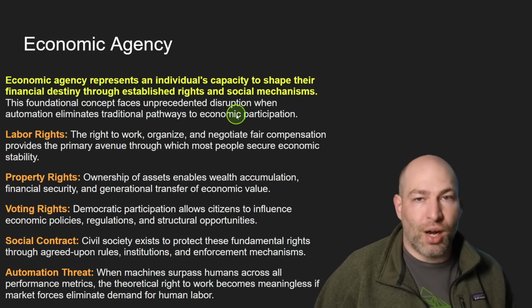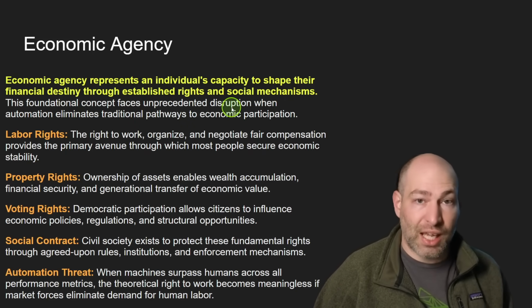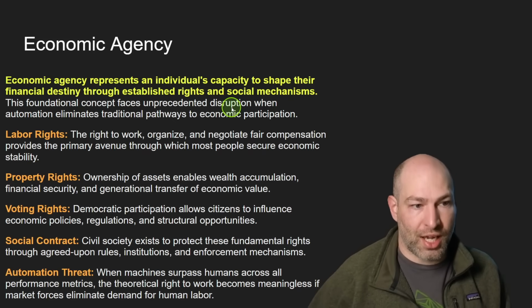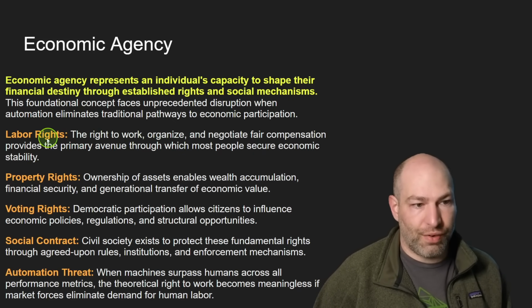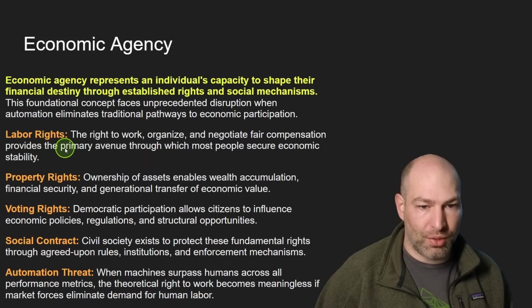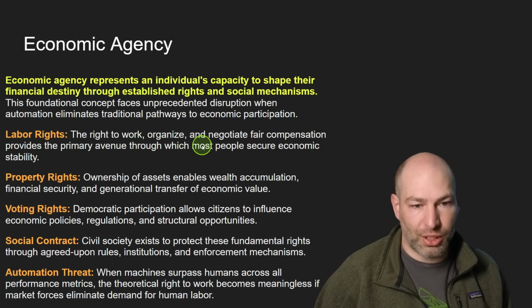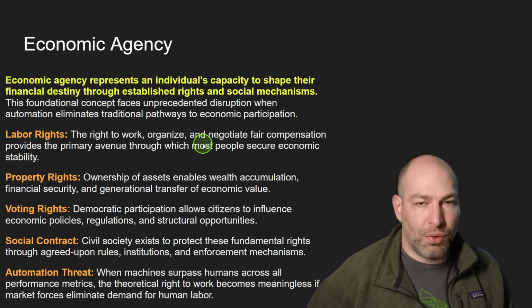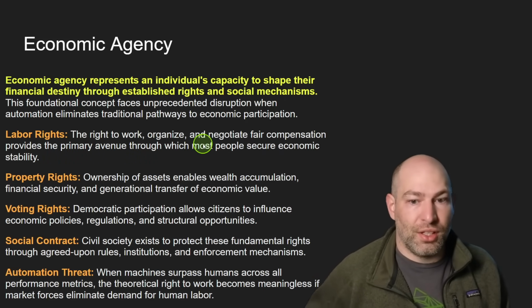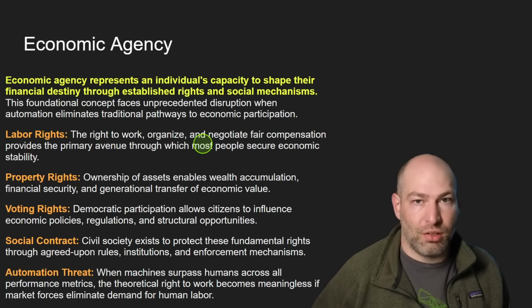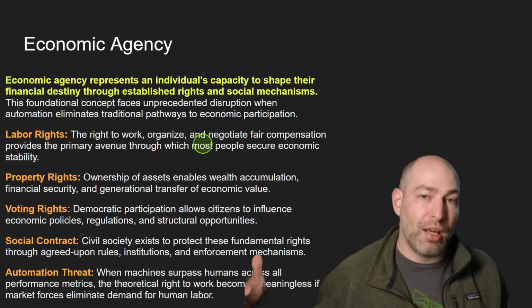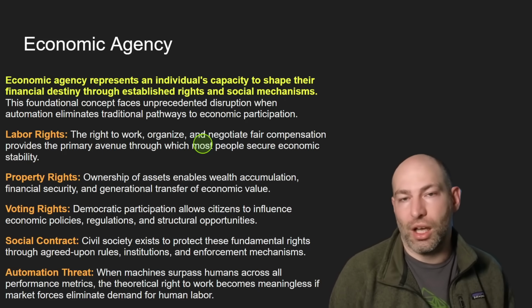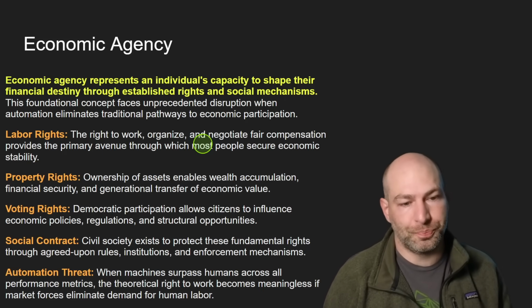There are three primary categories of economic agency in modern civil societies. Number one is labor rights. The right to work, organize, and negotiate fair compensation provides the primary avenue through which most people secure economic stability. If you remember from civics class, labor organization and unionization was a really big thing a century ago. It's been declining here in America for about the last century.